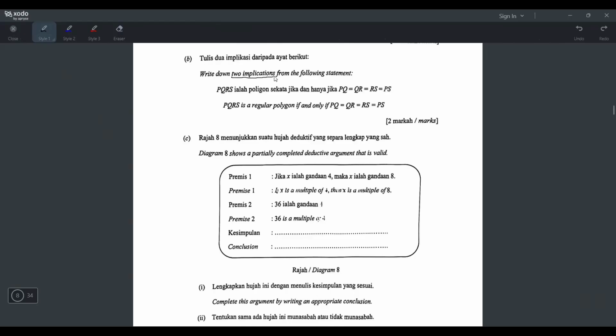If they ask you to write down two implications, and then when you see this phrase, if and only if, all you need to do, for implication 1 and implication 2, is you just circle what they write in front here and circle what they write in the back here, and then you just write: if front then back, and then the other one is: if back then front, and then you get 3 marks.